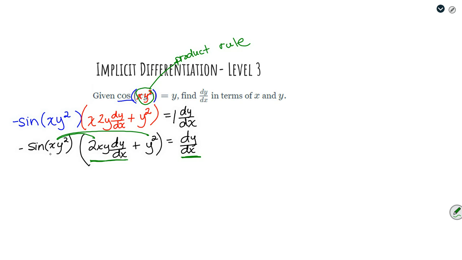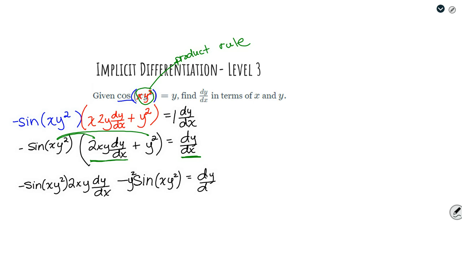So I'll have, let's see, negative sine of xy squared 2xy dy dx minus the sine of xy squared times y squared. So I'm going to put that y squared in the front so it doesn't look like it needs to be inside the parentheses, equals dy dx.